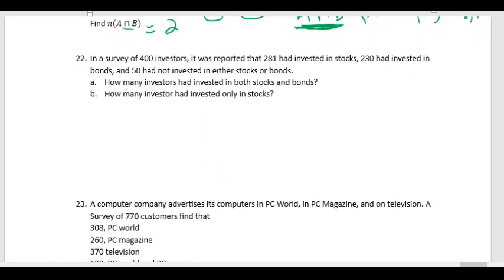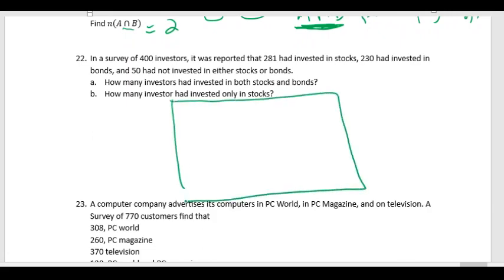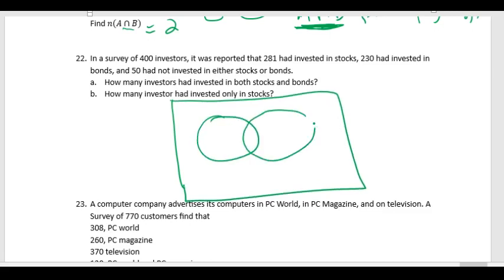Okay, in a survey of 400 investors, it was reported that 281 had invested in stocks, 230 invested in bonds, and 50 had not invested in either stocks or bonds. So what you want to do is draw a Venn diagram to help us understand what the survey is showing as far as how they were reported.